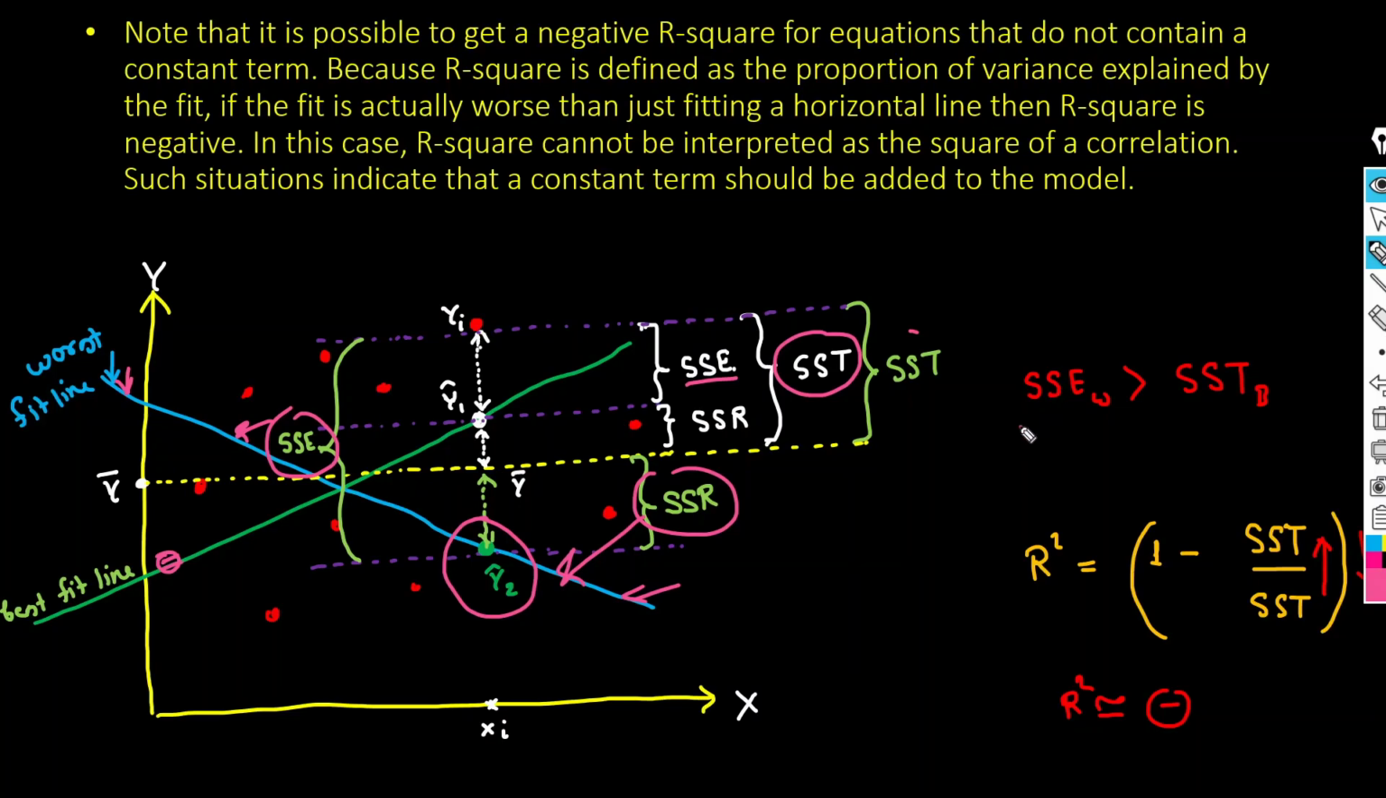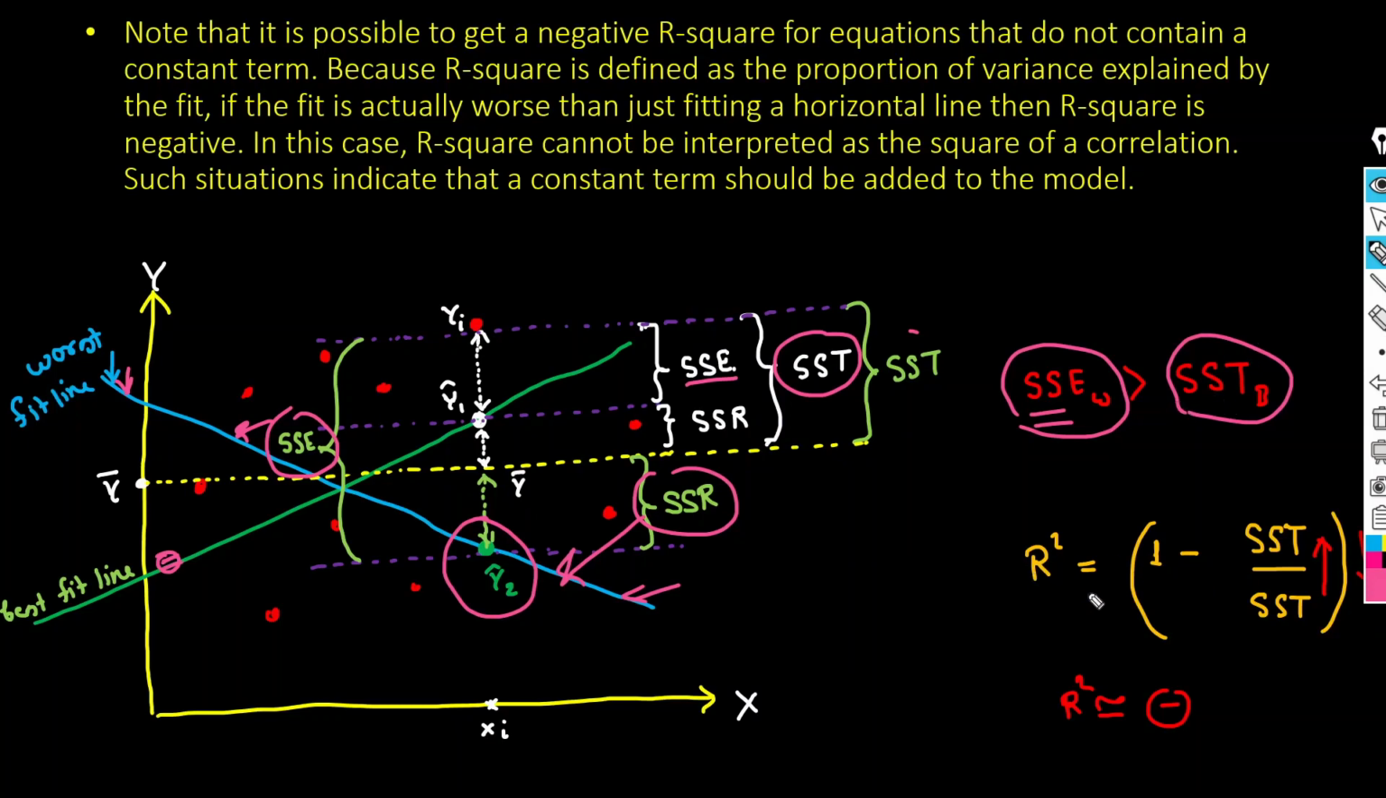So if you see here, SSE means sum squared error, because if we use this line, in that case our error will be very large, right? So in that case our sum squared error will be more as compared to sum squared total, that is the mean deviation from the actual and the mean. So this will be less.